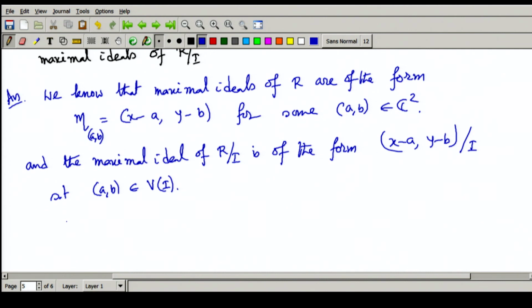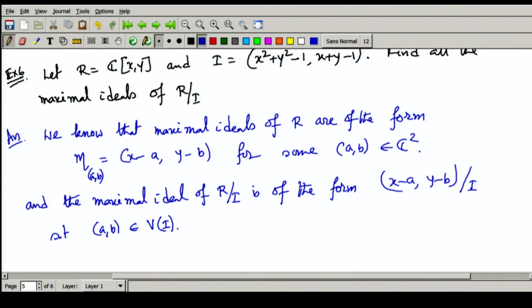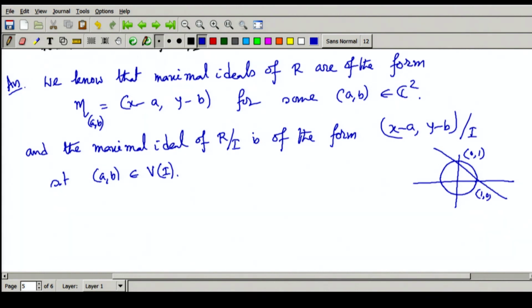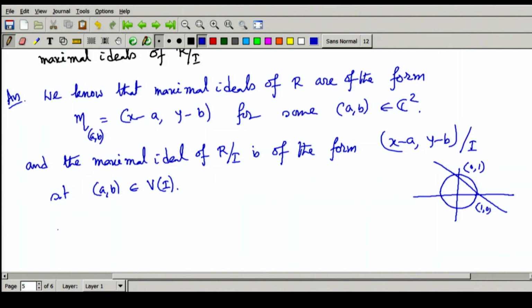This ideal I is generated by two polynomials. If I draw the picture, the first one is the equation of a circle, x square plus y square minus 1, and the second one is the straight line x plus y minus 1 equal to 0. If I solve these two equations, then in the variety there are 2 points. One is (0, 1), another one is (1, 0). So, I can see that there will be two maximal ideals in this quotient.